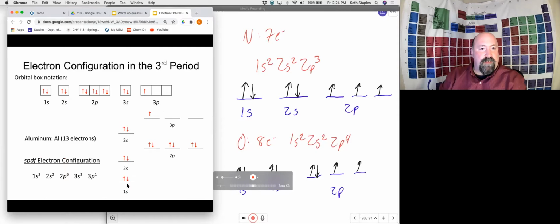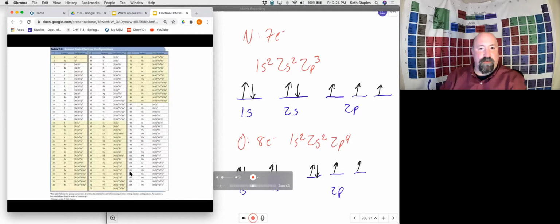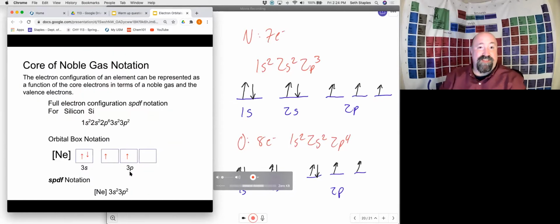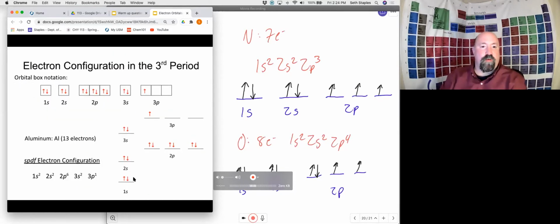Here we have an example of aluminum. Aluminum, 1s2, 2s2, 2p6, 3s2, 3p1. So here's our orbital filling, our orbital box. These are 1s2, 2s2, 2p6, 3s2, and 3p1. This is the same thing, but sometimes you'll find an orbital filling diagram that fills things vertically like this to show the corresponding energies of things.